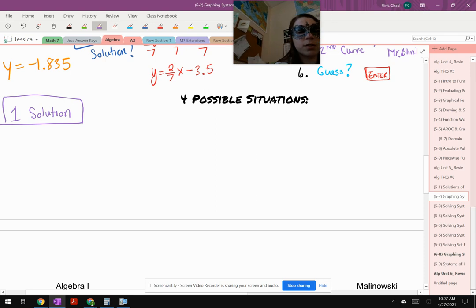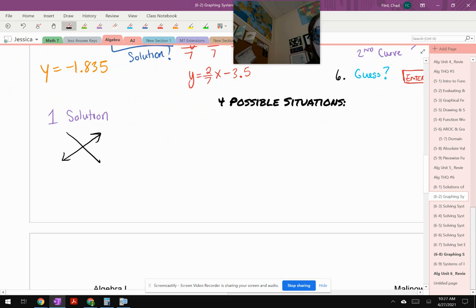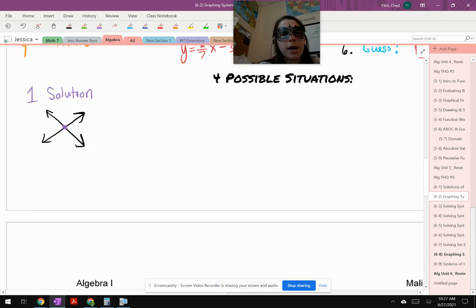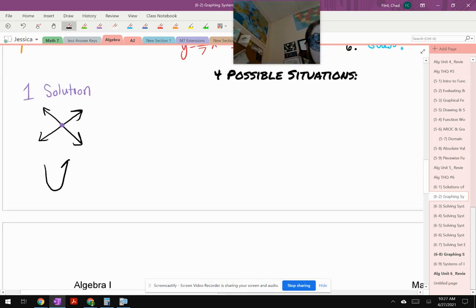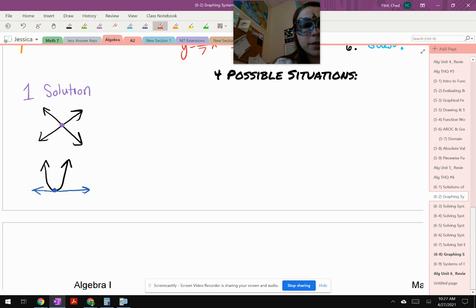1 solution looks very similar to the graph that we had in our calculator, with 2 lines that intersect in one spot. 1 solution. Or it might not always be 2 lines. It might be something like a parabola and a line that are intersecting at one point. That one point.